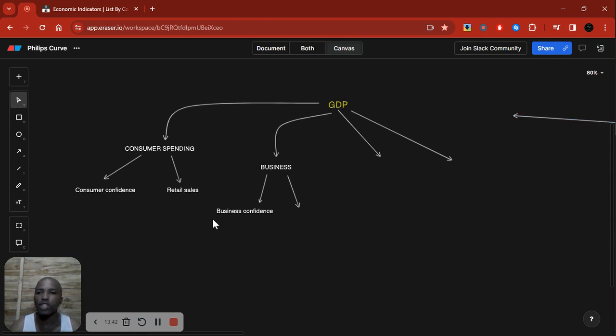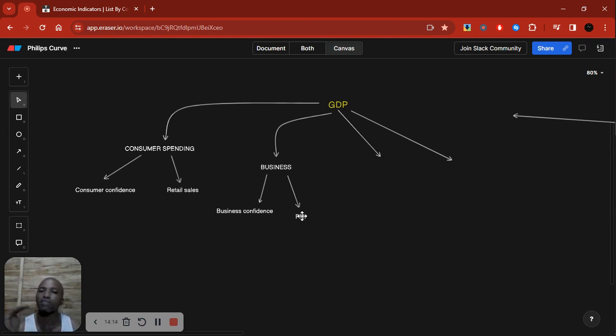And then another important one is the PMIs. We have manufacturing and services PMIs, and those are showing us the health of the economy. That's a survey, the Purchasing Managers Index, giving us an indication of the health of the economy. It's a survey done on the purchasing managers of the manufacturing sector as well as the service sector. And a reading of 50 is the midline.